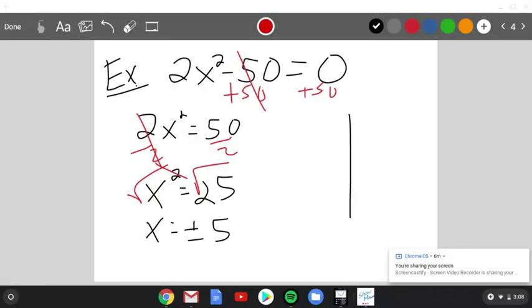Remember, that means if we graphed it, it would be crossing the x-axis at positive 5 and at negative 5. And we know it's a smiley because of the positive 2.